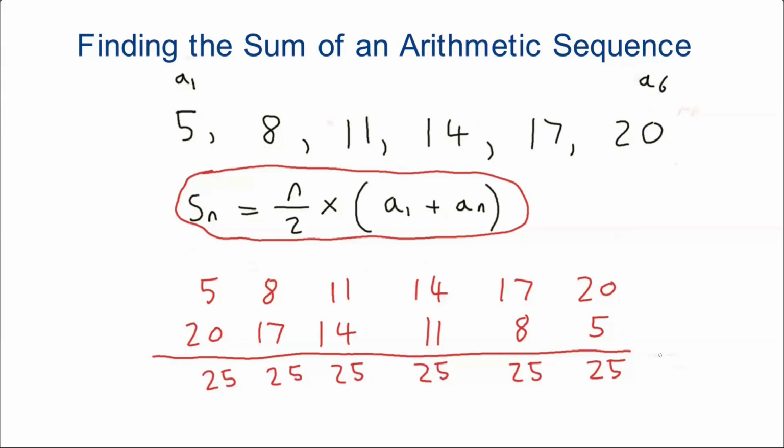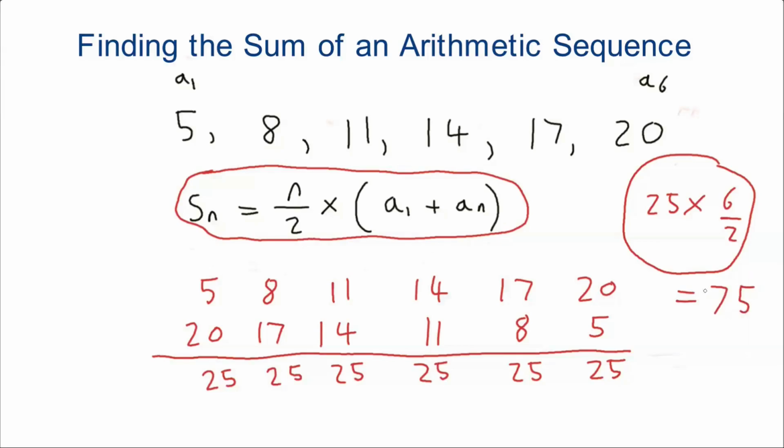So we can just go 25 times 6. But of course we've doubled it, so we need to divide it by 2. So we're back to our 6 over 2 times by the two numbers added together, the first and the last. And that's another way of doing it. So we're going to end up with 3 times 25 equals 75. So that's a neat little trick.